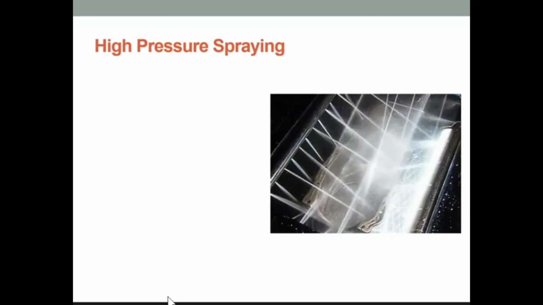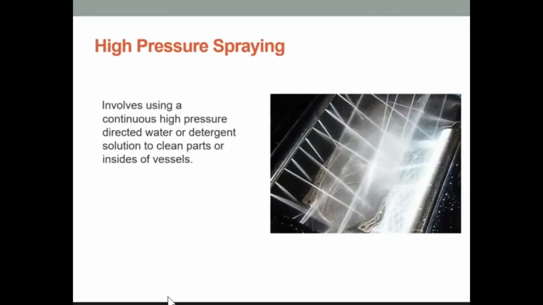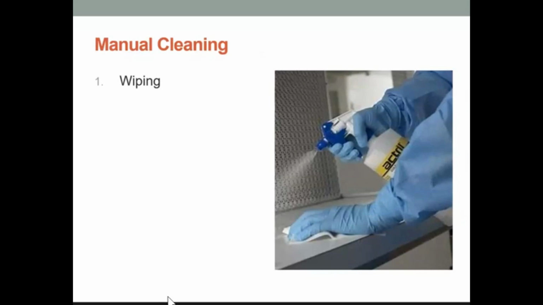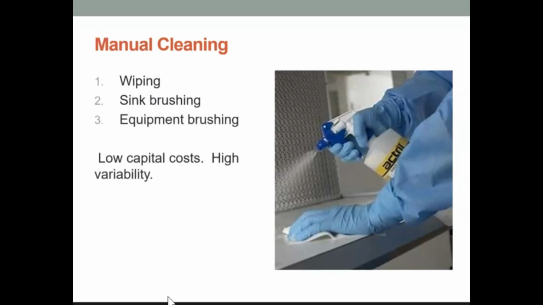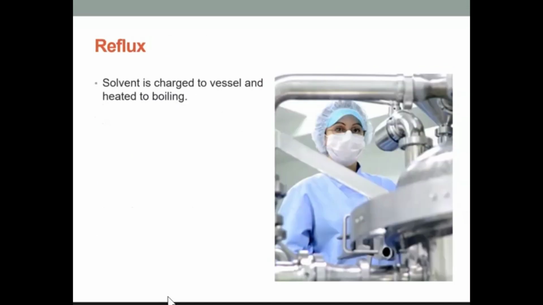High pressure spraying then. High pressure spraying involves using a continuous high spray, directed water or detergent solution to clean parts or the inside of vessels. The pressure could be in the order of 100 psi. Manual cleaning. So manual cleaning is something we're probably all pretty familiar with. So it involves wiping, sink brushing, equipment brushing. It's got very low capital costs, but it has got high variability. So that makes it really difficult to validate. So we prefer to have an automated system where possible.